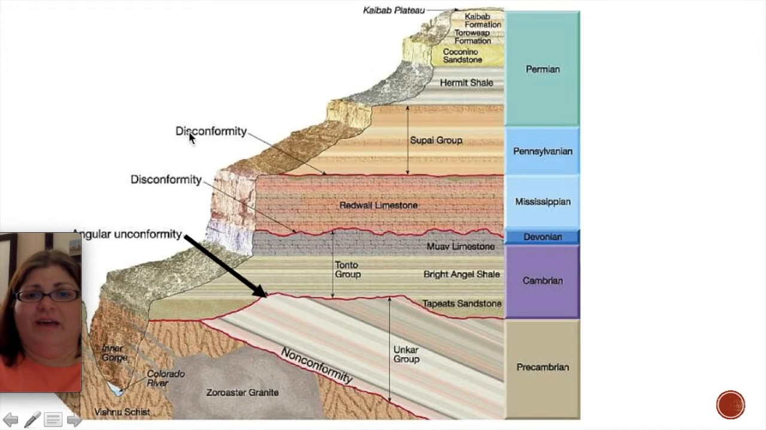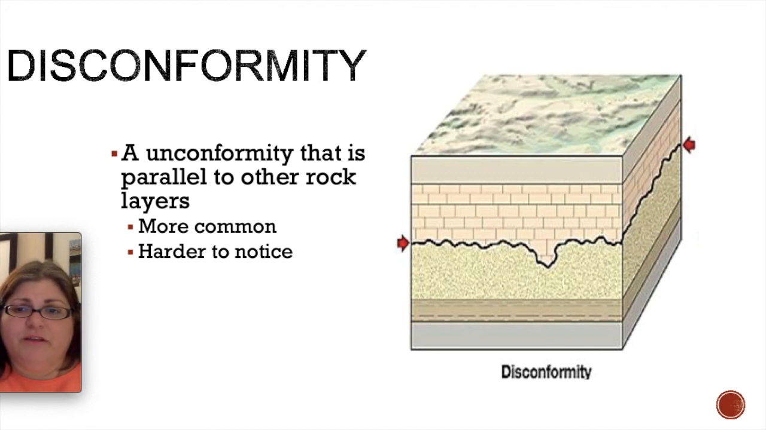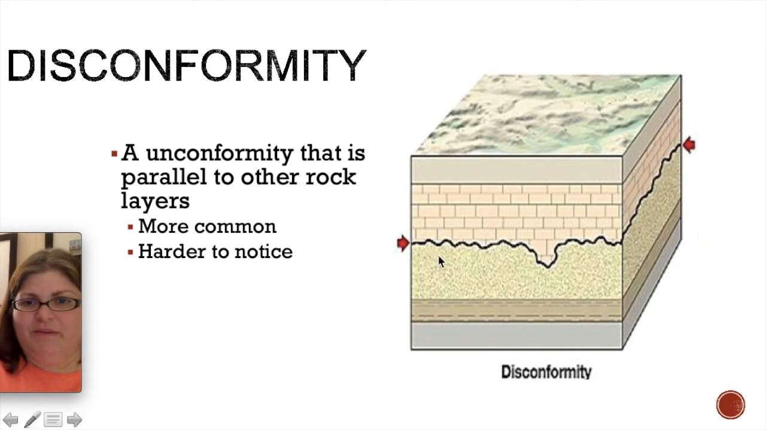You'll also notice that we have two things labeled disconformity. All that means is that there was an unconformity that was parallel to the rock layers. It's not particularly noteworthy, other than it's a little bit harder to notice. And primarily we'll see it because the border between the layers is a little bit more jagged.